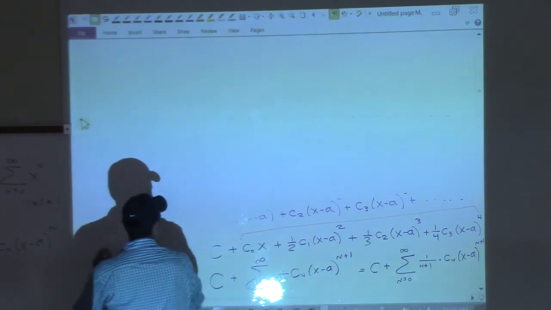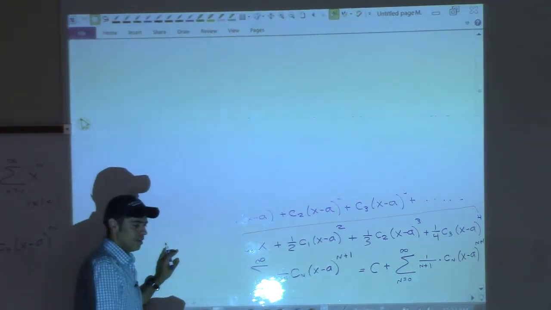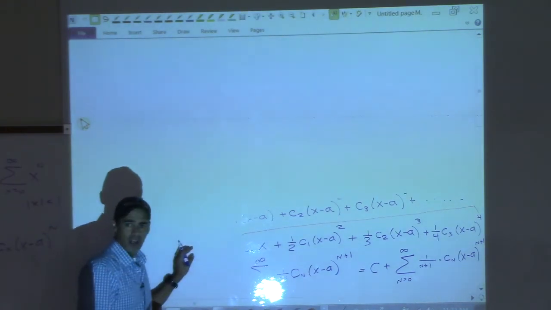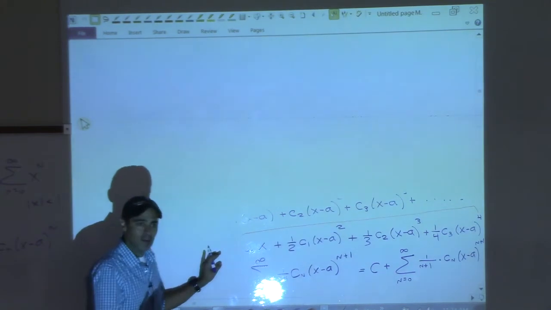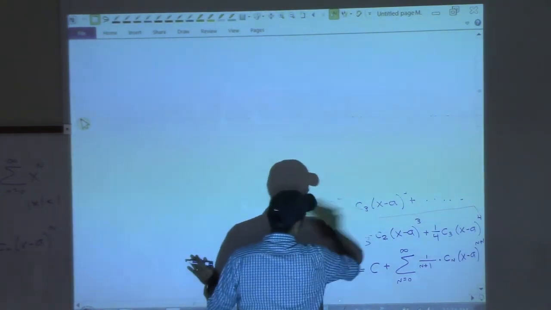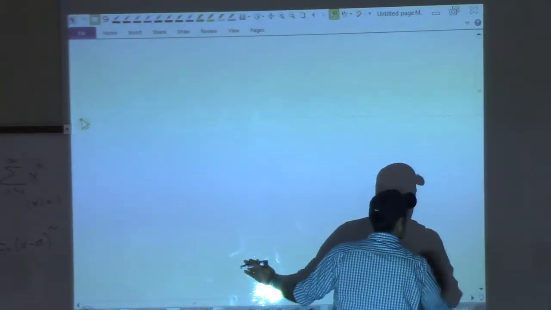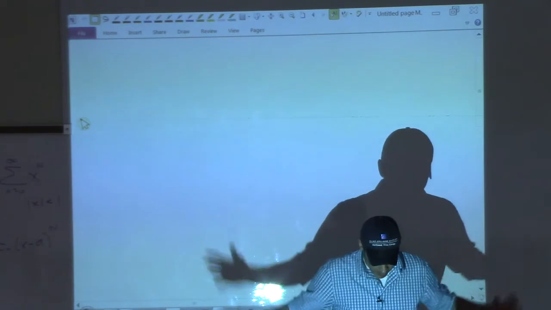So that theorem says basically that if you have a convergent power series, you are free to differentiate term by term and integrate term by term. You are allowed to do that. All right? That's what the theorem is stating. But it has to be convergent on an interval or on the entire number line.